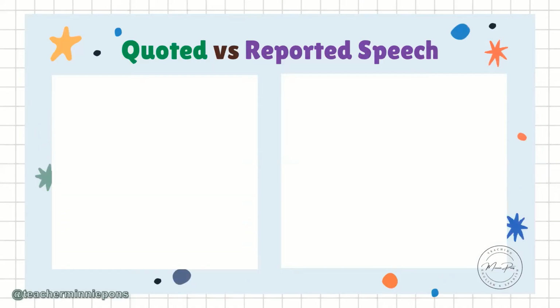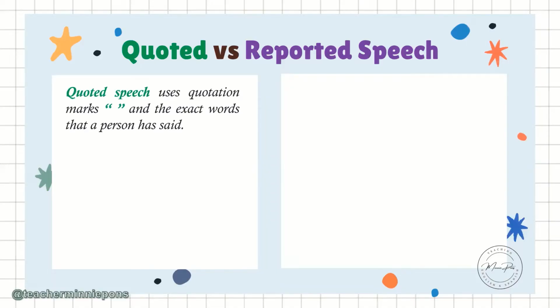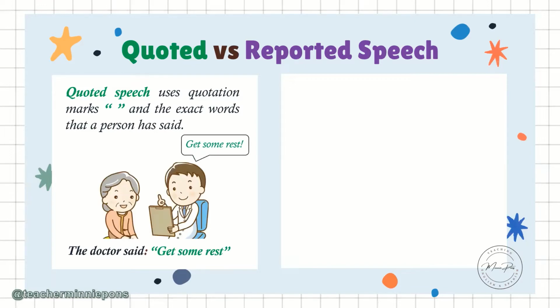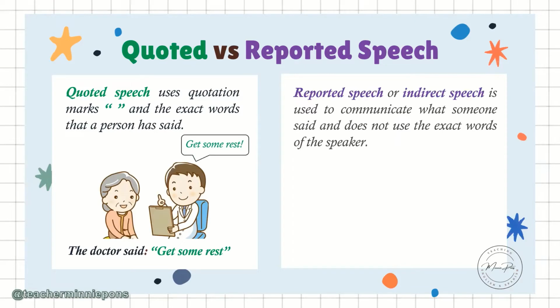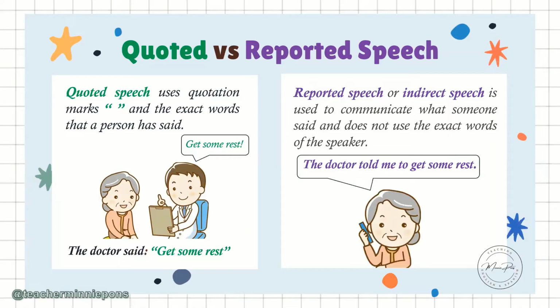Quoted versus reported speech. Quoted speech uses quotation marks and the exact words that a person has said. For example, "Get some rest." While reported speech or indirect speech is used to communicate what someone said and does not use the exact words of the speaker. For example, the doctor told me to get some rest.